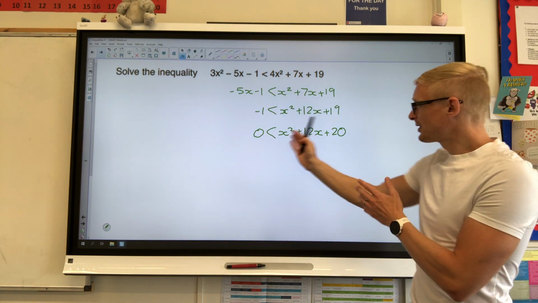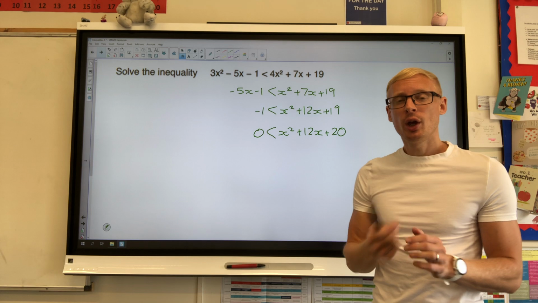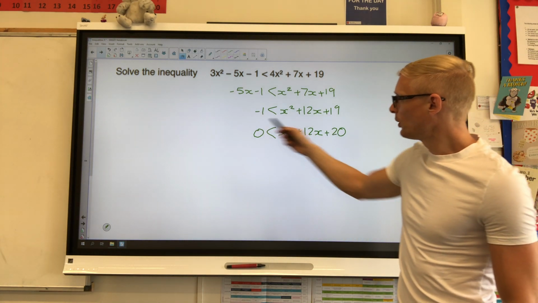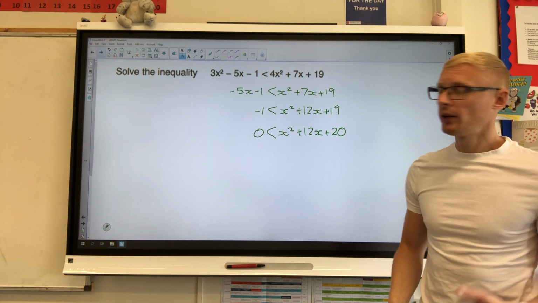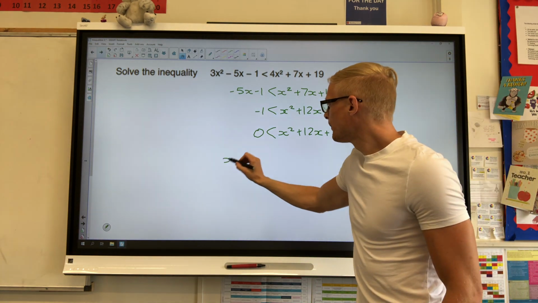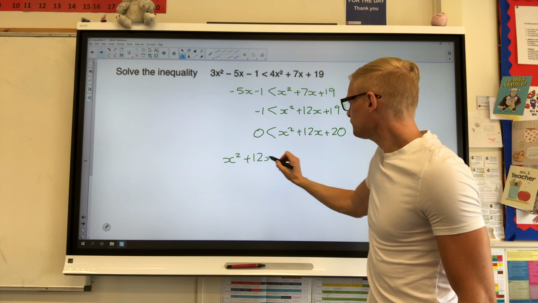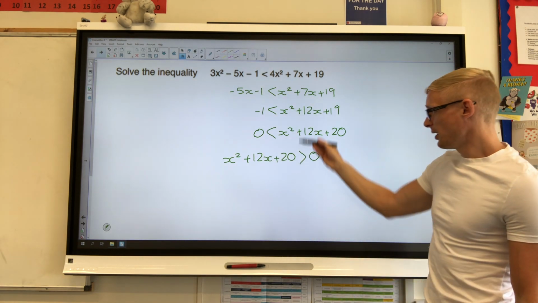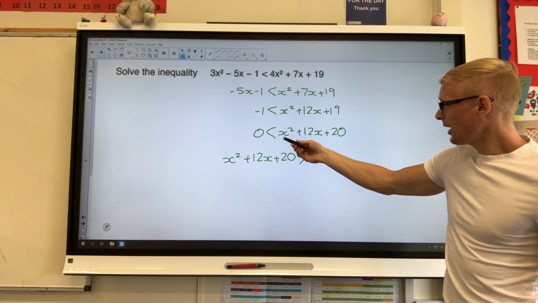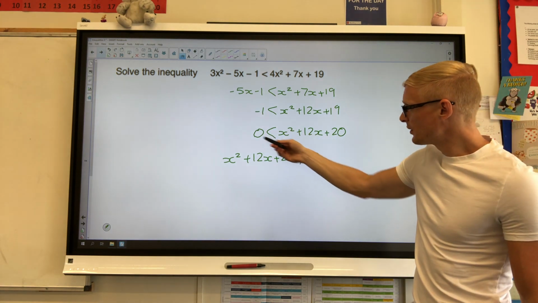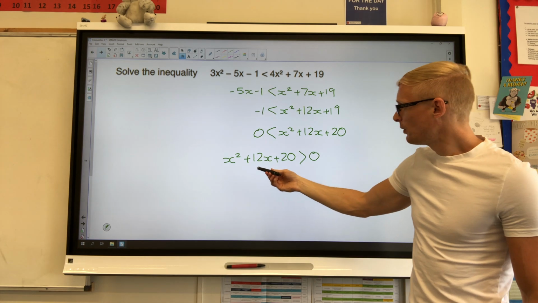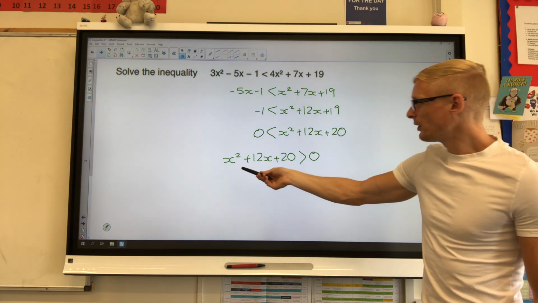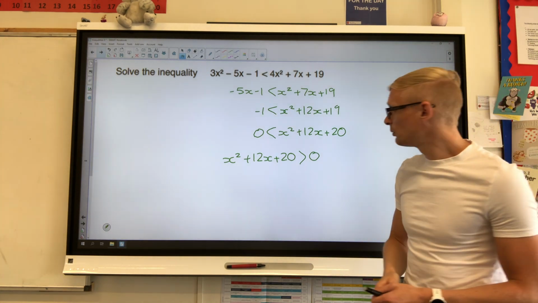If you're less comfortable with having it that way round, you can swap the inequality around there and just have the quadratic on the other side as long as you swap the inequality sign. So what I mean by that is that this is exactly the same as this. Okay, this says x squared plus 12x plus 20 is greater than 0. This says x squared plus 12x plus 20 is greater than 0. They're saying the same thing. But if you feel more comfortable having it this way around, fine, that's okay.